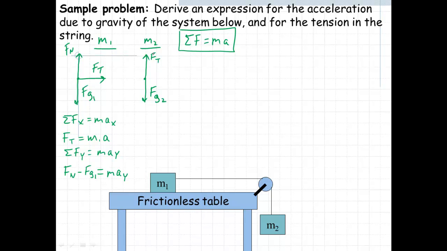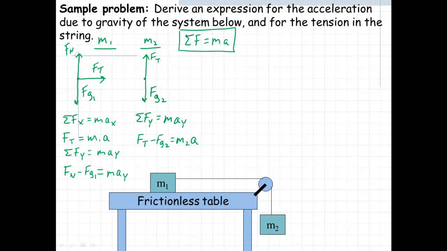In the vertical for M2, I can write an equation that says the sum of the forces in the y are going to equal m times a in the y, which in this case is Ft minus Fg2 is going to equal the mass m2 times the acceleration.